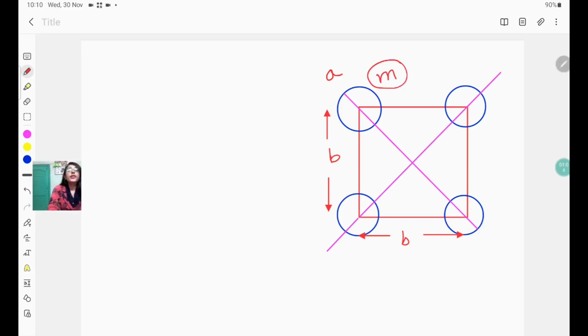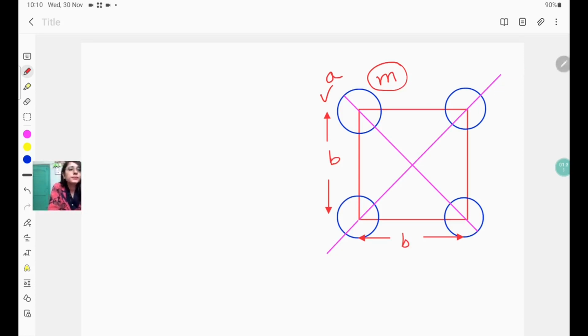Okay, and we need to find the moment of inertia of this system about the axis which is the diagonal of this square. That is, it may be this diagonal or it may be this diagonal. We can just choose any one of them as the axis of rotation, and then we have to find the moment of inertia of this system. So let us solve the problem.